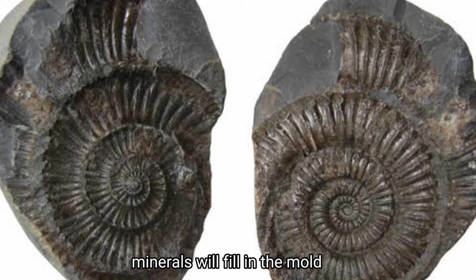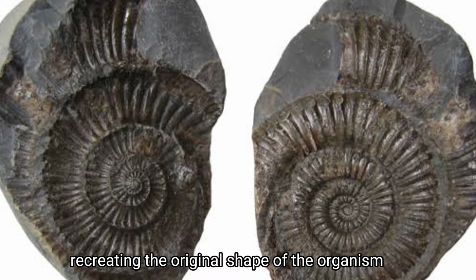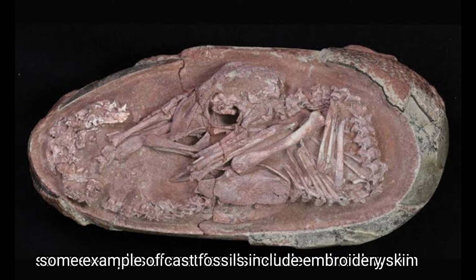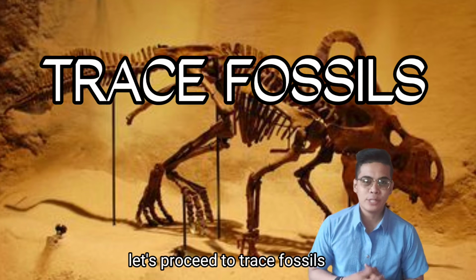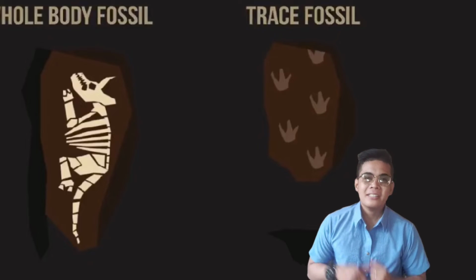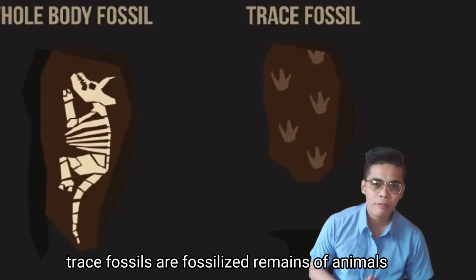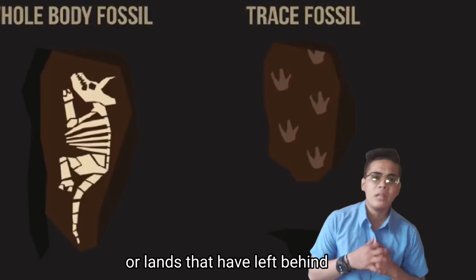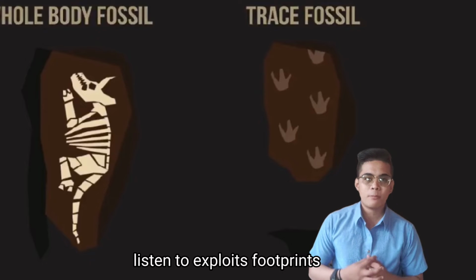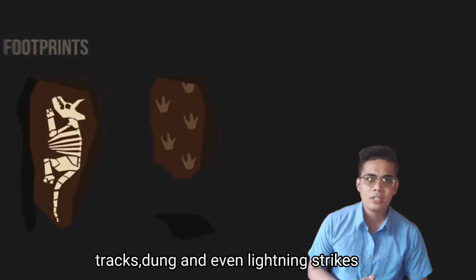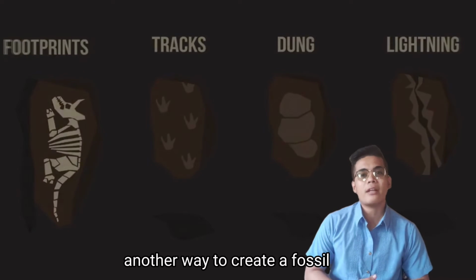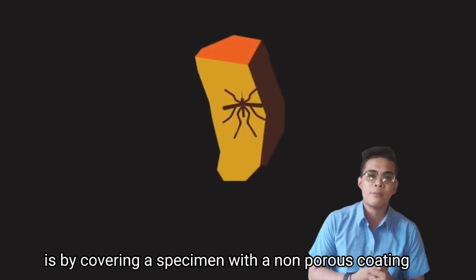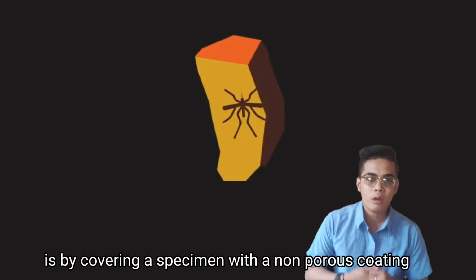Minerals will fill in the mold, recreating the original shape of the organism. Some examples of cast fossils include embryo skin, teeth, and leaves. So now let's proceed to trace fossils. Trace fossils are fossilized remains of animals or plants that have left behind, for example, footprints, tracks, dung, and even lightning strikes. Another way to create a fossil is by covering a specimen with a non-porous coating.